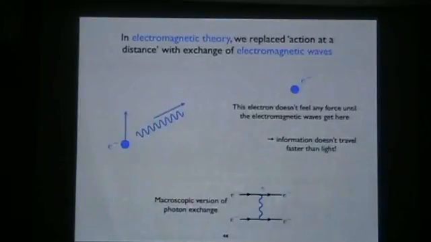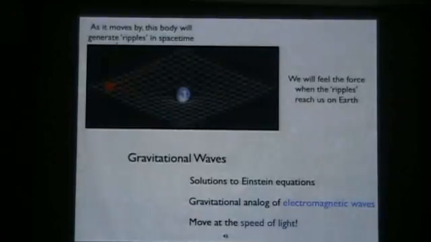And I'll remind you, this is just a macroscopic version of the process of photon exchange that we've been talking about in all the particle physics lectures. This is two electrons interacting by exchanging a billion photons, which build up to make a big electromagnetic wave. The microscopic version of that is this particle exchange picture that we know from the Standard Model. Now in gravity, if I have this picture of curved space-time and I take a massive body and have it move in space-time, what's going to happen?